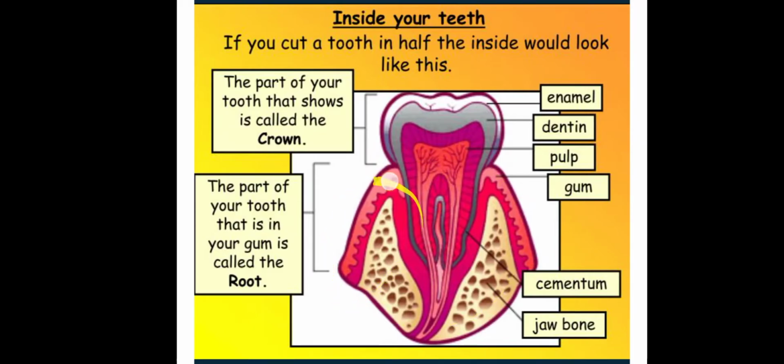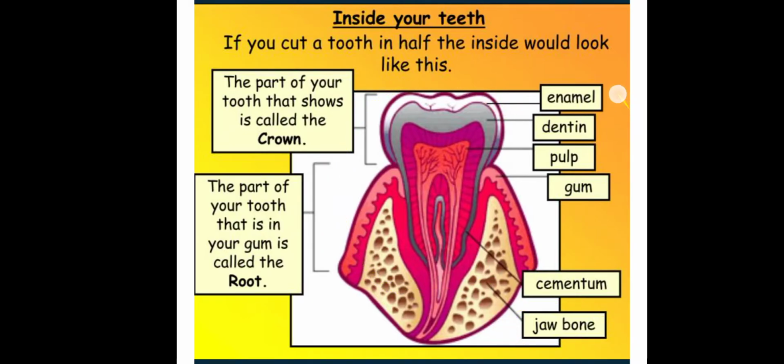This whole white portion that is visible is the crown. But inside the white portion, if it's cut in half, you have many regions. First, in the white portion you have the enamel. Then inside, that is dentine. You have the pulp. Then you have the gum, the pink one. Inside you have the cementum or cement, and the last one is the jawbone.